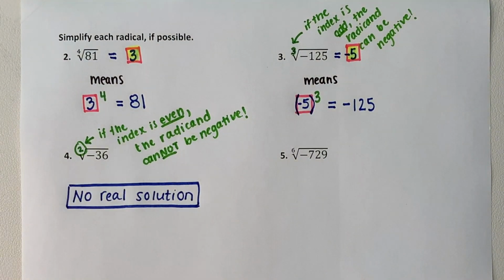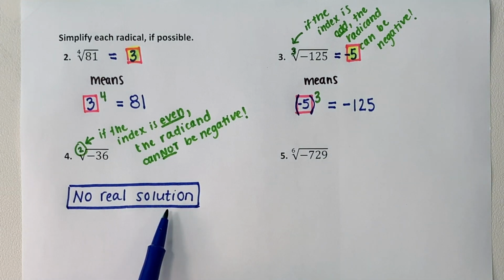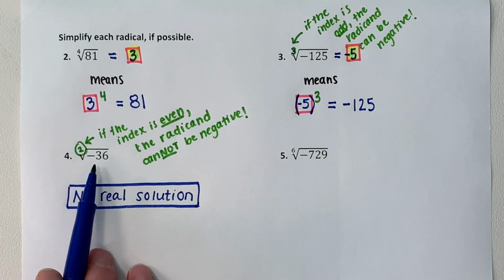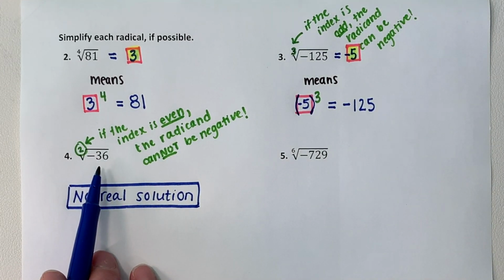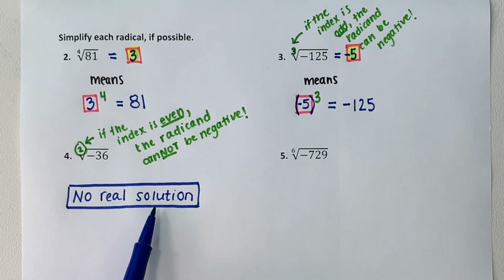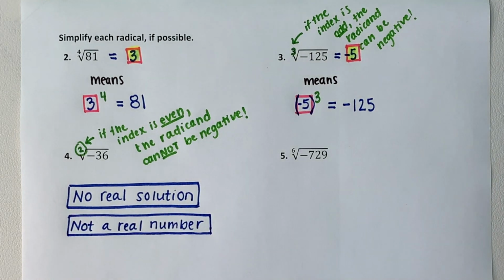And notice for our solution, I've written no real solution. Later on in chapter 6, we'll learn about the imaginary number system. And this problem actually does have a solution in the imaginary number system, but for now, we're only working with real numbers. And this problem has no solution in the real number system. Another way you could state your answer is that this is not a real number.